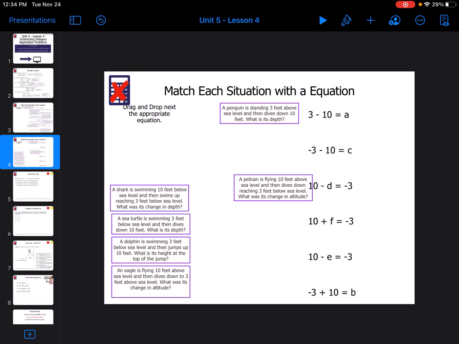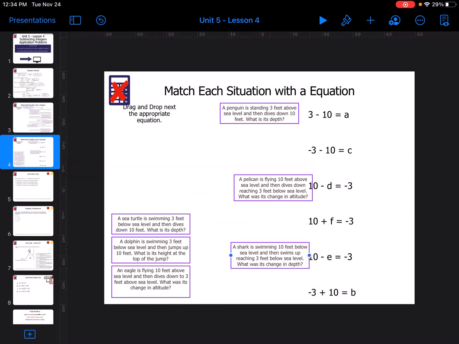A shark is swimming 10 feet below sea level, so it's at -10. Then it swims up to -3. What was its change? Thinking it might be this one, but we'll see.